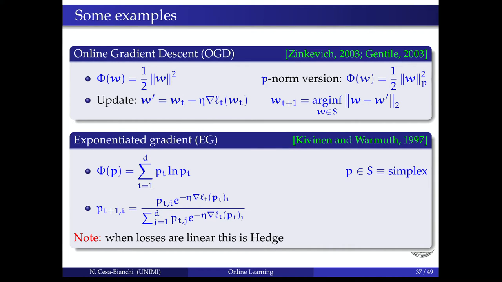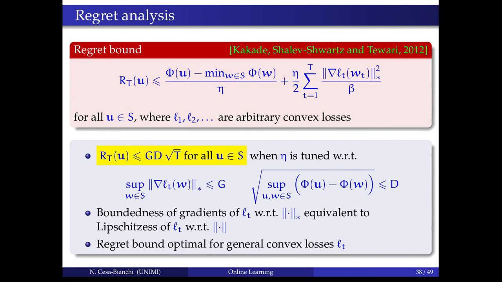So what are the advantages? Why should I change a regularizer? What is the advantage of playing with the geometry of the space? And what does the choice of the regularizer buy me in terms of regret? Okay, so let's see. First of all, let's see how I can analyze this algorithm. I'm going to show you the proof. It's one slide.